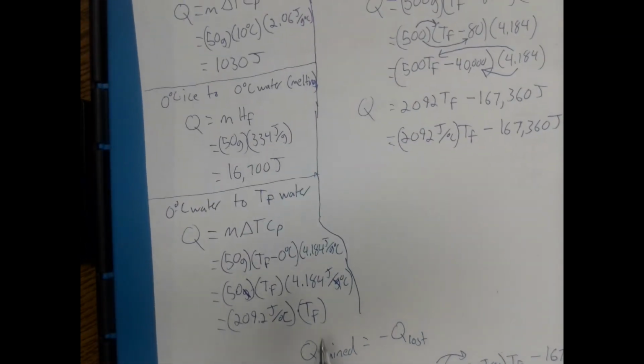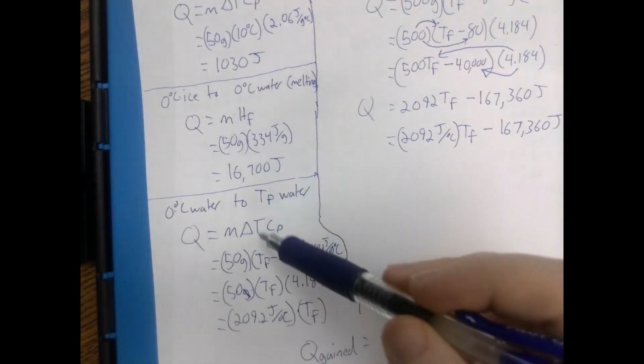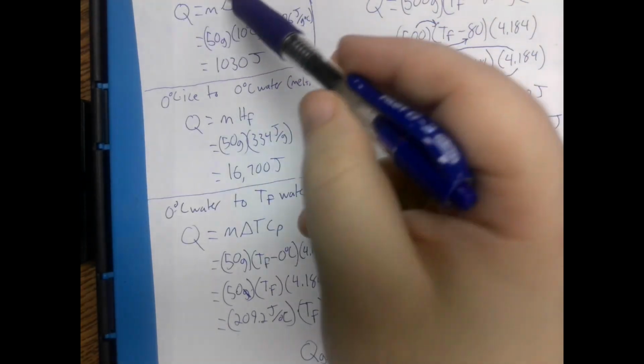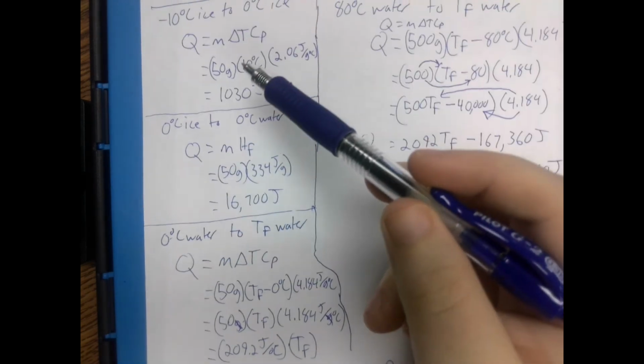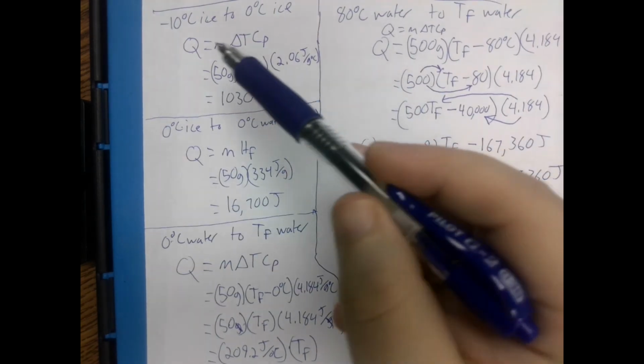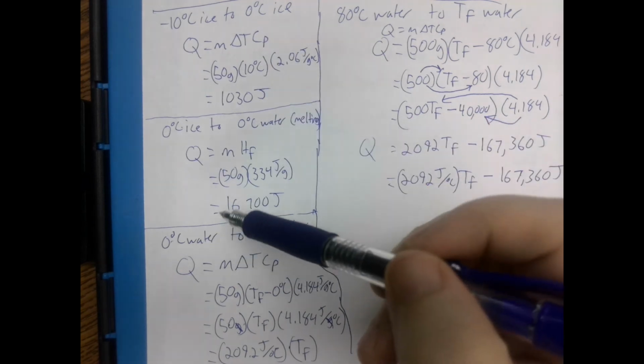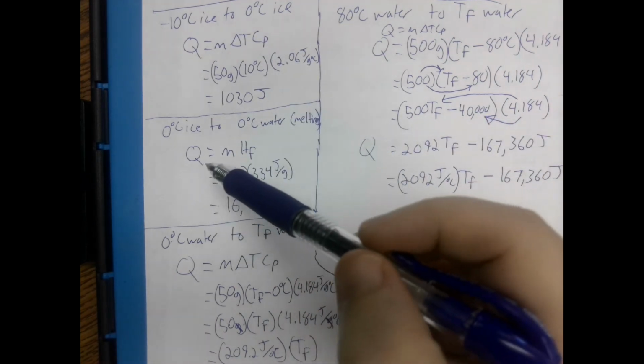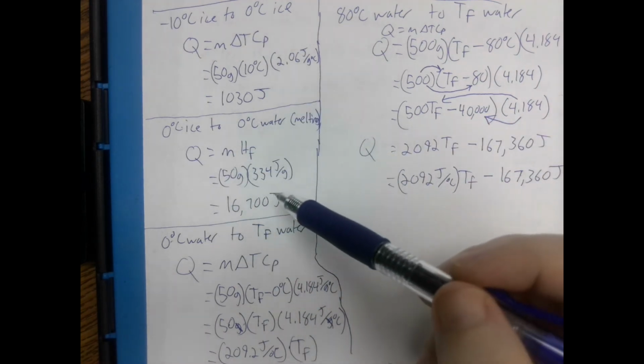We have on the left hand side our heat gained. We just add it up like usual. For temperature changes, we use this equation. So going from -10 to 0. For phase changes, we use something like this. Plug in the correct value.